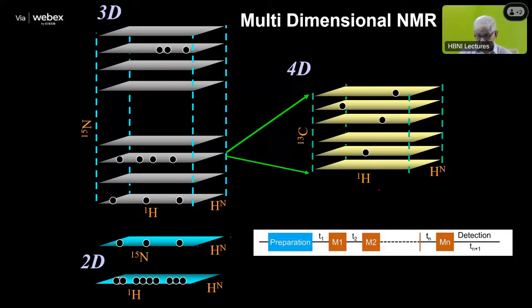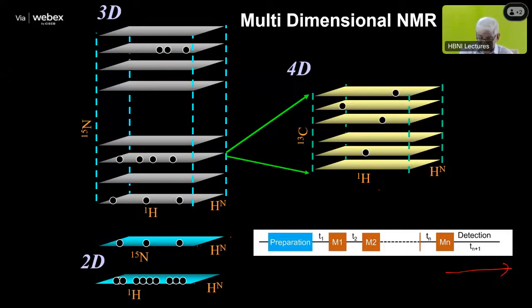So you have the time axis. On this axis, this is the time. So you have the preparation period, evolution time T1, and the mixing time 1, M1, the evolution time T2, mixing time 2, and then you continue like that. If you have n times here, then you generate an n plus 1 dimensional spectrum, because there's a Tn plus 1. If n is equal to 2, then you will have a 3-dimensional spectrum. If n is equal to 3, then you'll have a 4-dimensional spectrum.